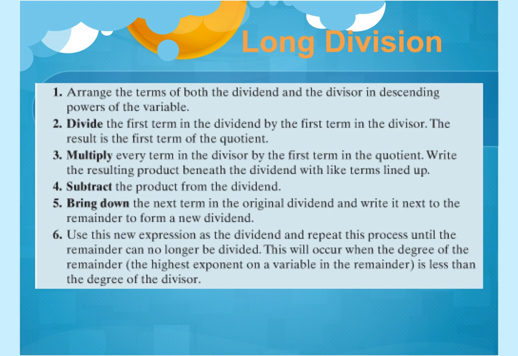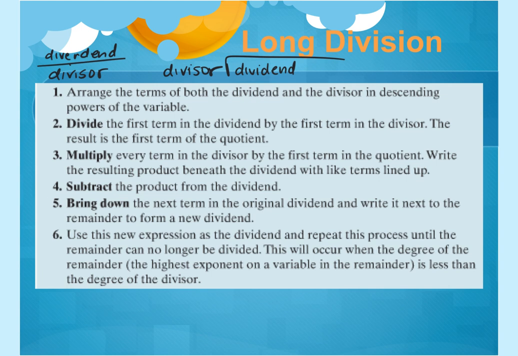So dividend goes inside and divisor goes outside. Or it's dividend over divisor. So we check both of them to make sure they're in descending powers, so the highest exponent down to none. And if there's any terms missing, we plug in placeholders.